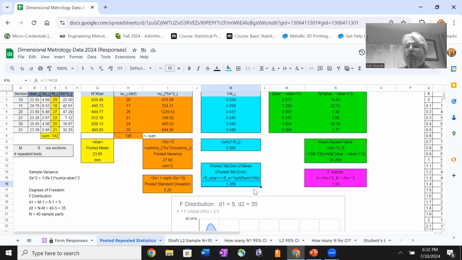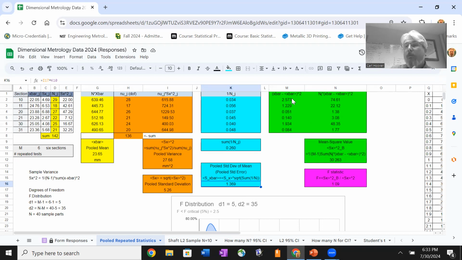And then we move on to computing the F statistic. To compute the F statistic, first we're going to compute the mean square value. So the mean square value, which is S sub x squared sub b, we compute as 1 over m-1, where m is the number of pools, times the sum of n sub j, the number of samples in each pool, times the difference between the average value of each section minus the pooled average. Square that and sum it all up.